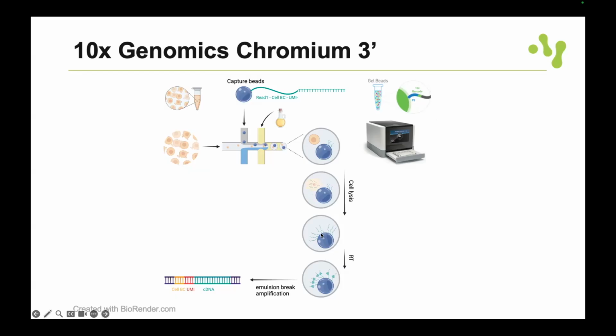The RT reaction is made with the polymerase, and then the emulsion is broken, and all cDNAs from all of the cells in this reaction are together. Each cDNA is labeled with the UMI and the cell barcode that was in the capture bead. So each bead has a unique cell barcode here.